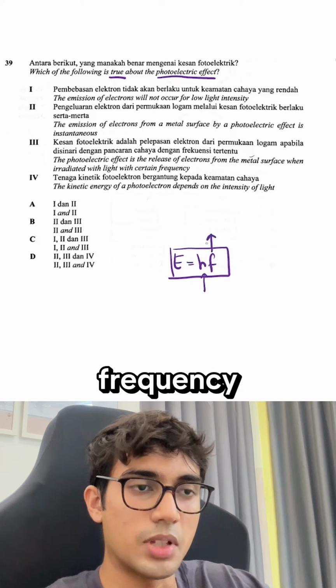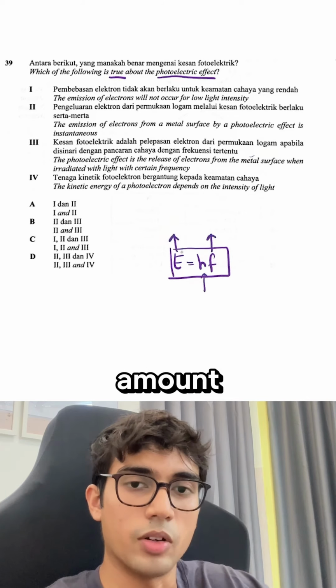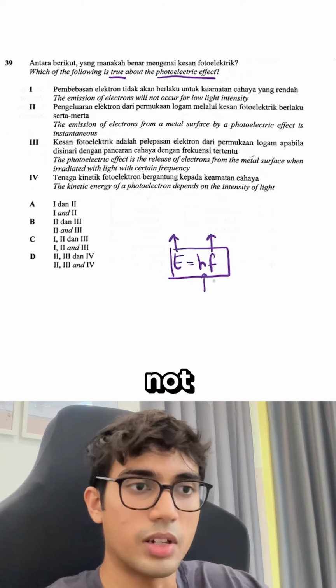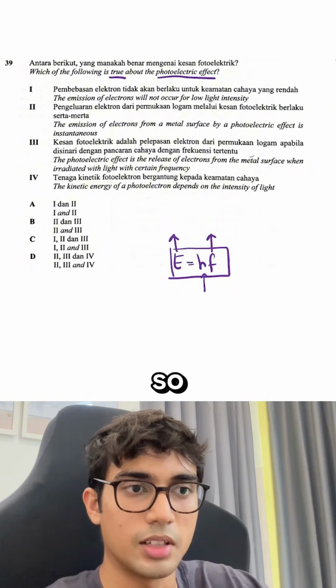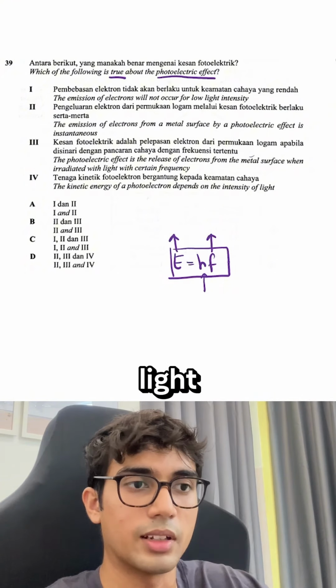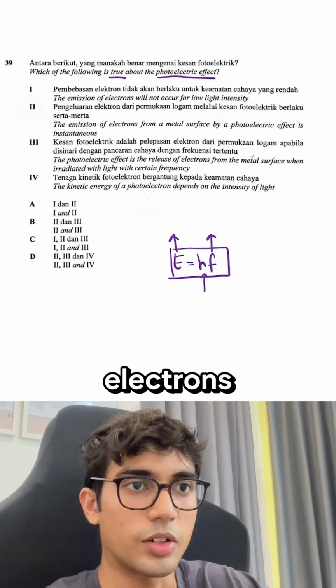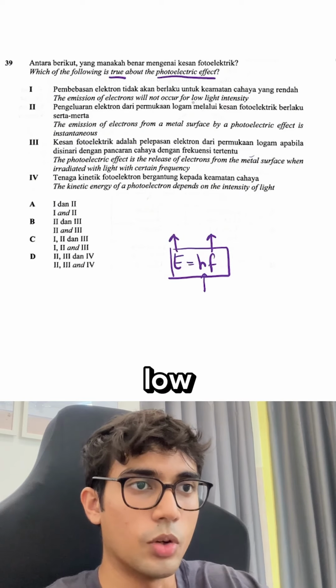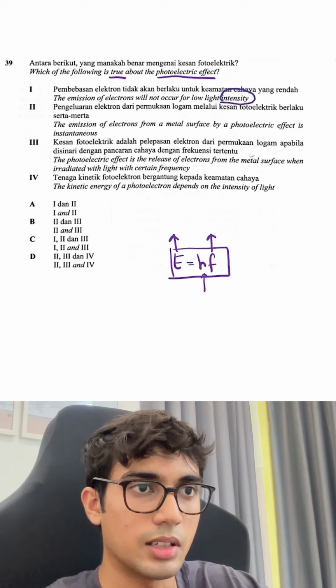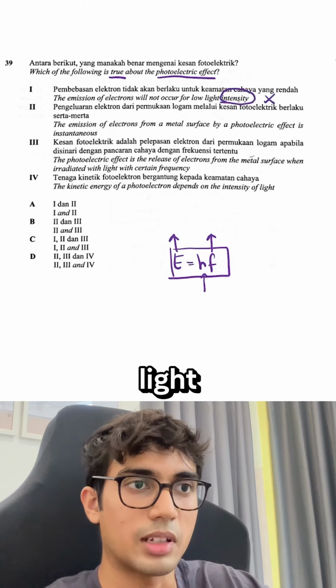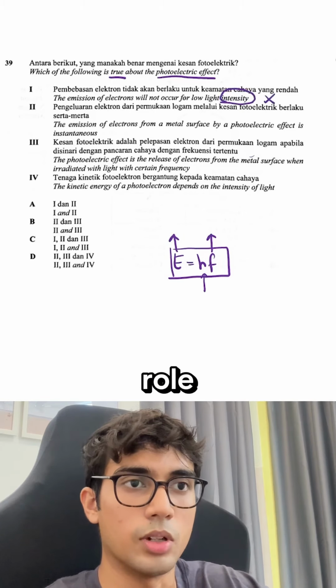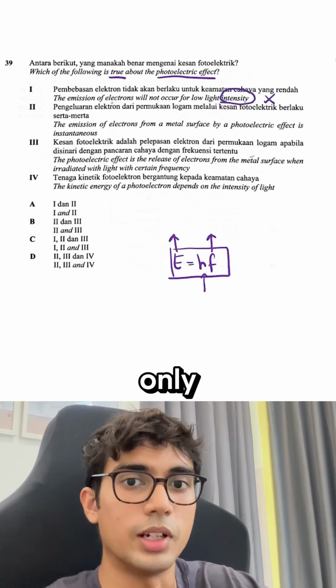So the higher the frequency of the light, the higher the amount of photon energy. It does not depend on light intensity. Light intensity means the brightness of light. Number one, the emission of electrons will not occur for low light intensity. This is wrong, because light intensity doesn't play a role in the emission of electrons, only frequency.